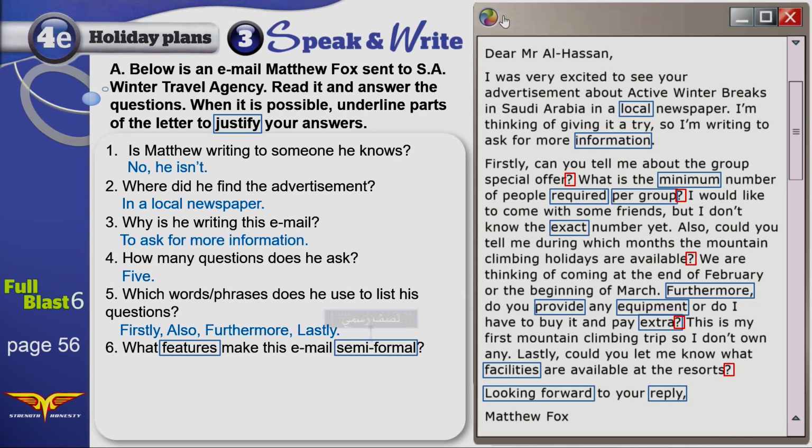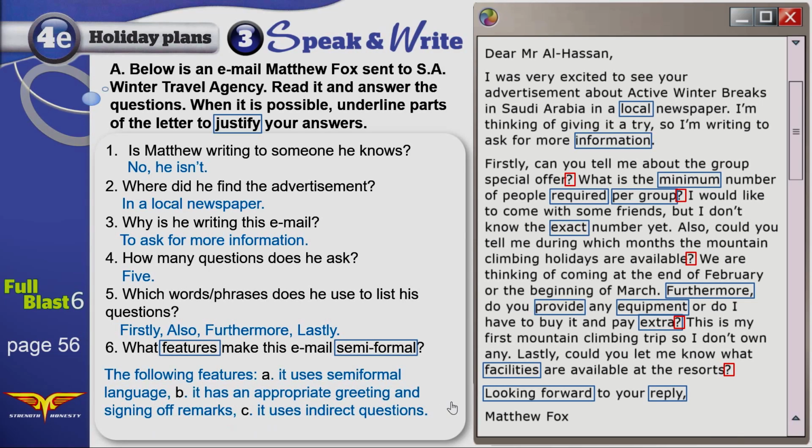Okay, look at this email. Why do you think it's semi-formal? Well, the following features. A. It uses semi-formal language. How do we know it uses semi-formal language? Look, when you read this, you don't feel like it's written for a friend. It's very friendly. And you don't feel like it's written for a newspaper.